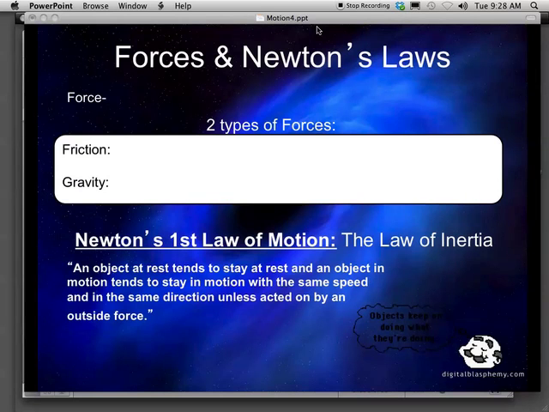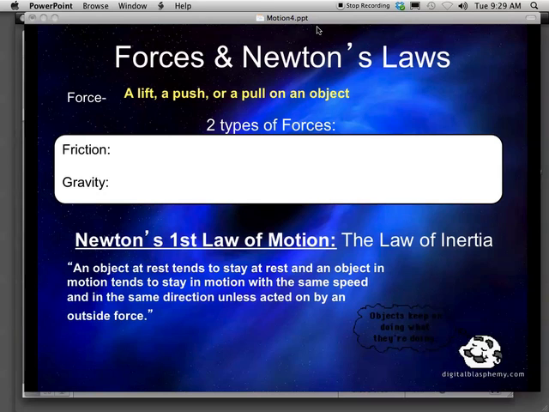So a force is a push or a pull on an object. By exerting a force, you're pushing, pulling, or lifting an object. And there are a couple of special types of forces that apply on Earth and other places that are important to know about. One is friction.